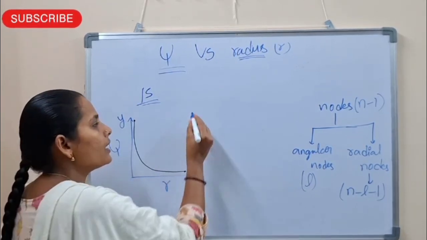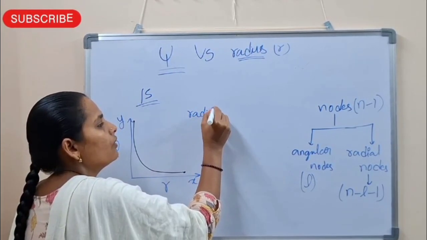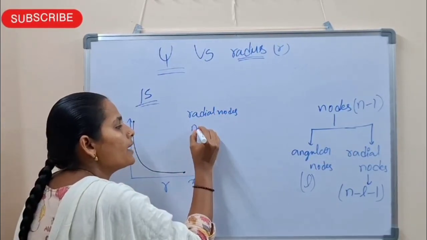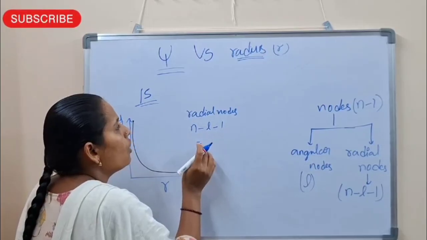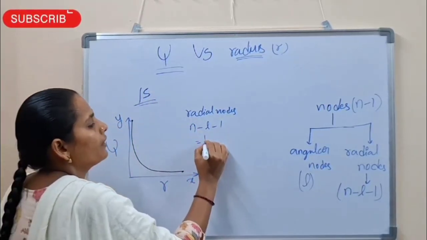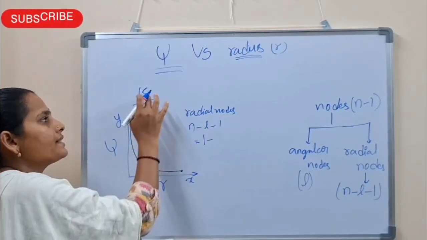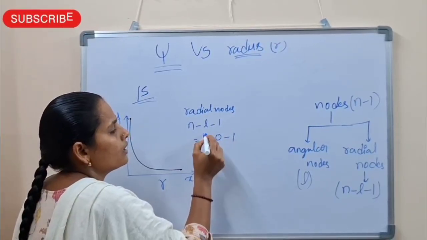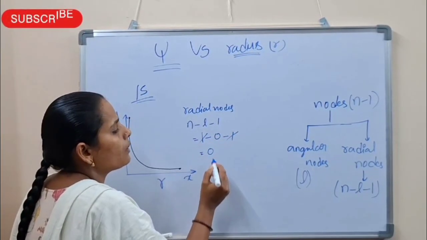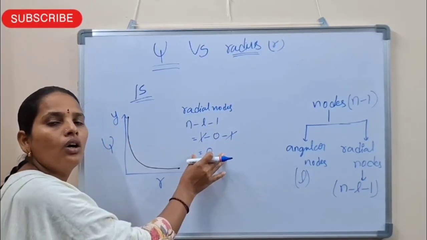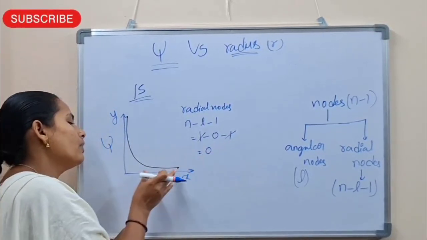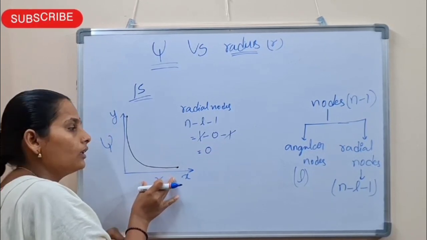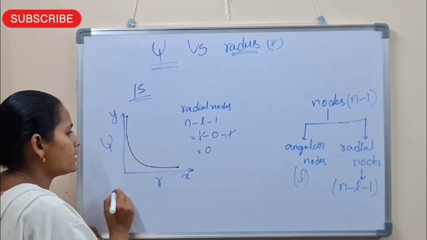If you take the radial nodes for the 1s orbital, the formula is n minus L minus 1. What is n here? 1. The L value for an s orbital is 0. So 1 minus 0 minus 1 becomes 0. There are no radial nodes, so here we do not represent any node.